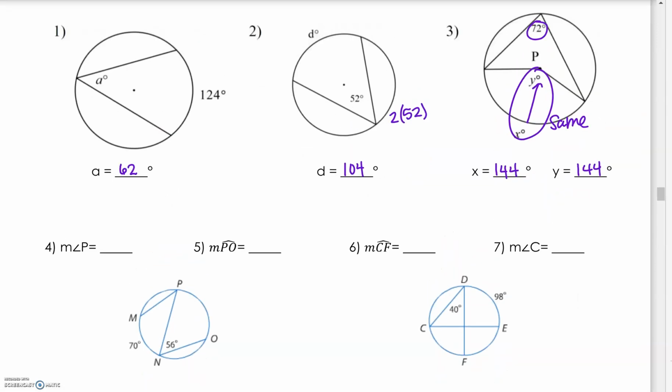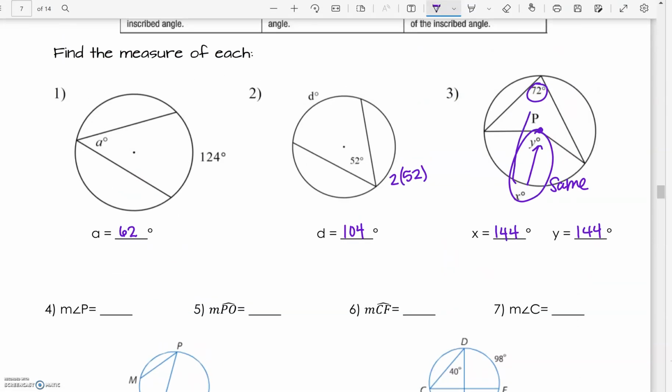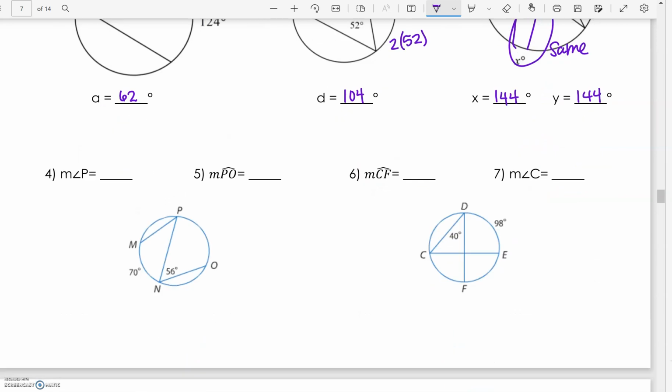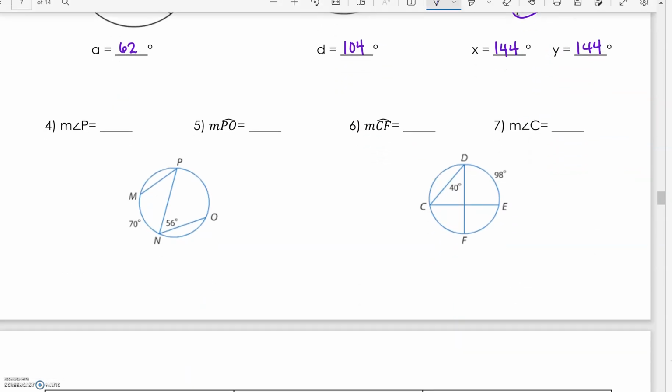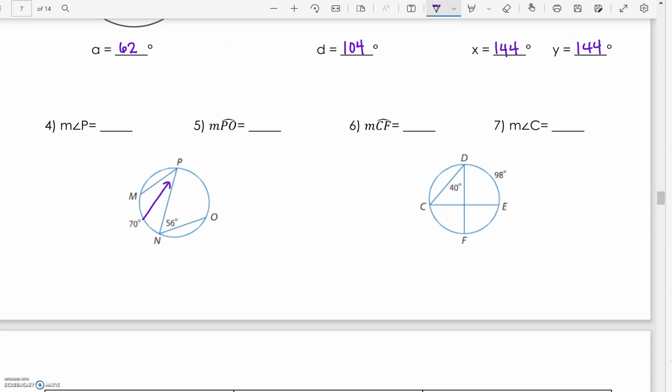When it's at the center, it's the same. When it's all the way across and on the circle, that's when it's our half or double, depending upon which direction you're going. So for P, we would go half of 70, and so we'd get 35 degrees. For PO, we would double it, so 2 times 56, and we would get 112 degrees.